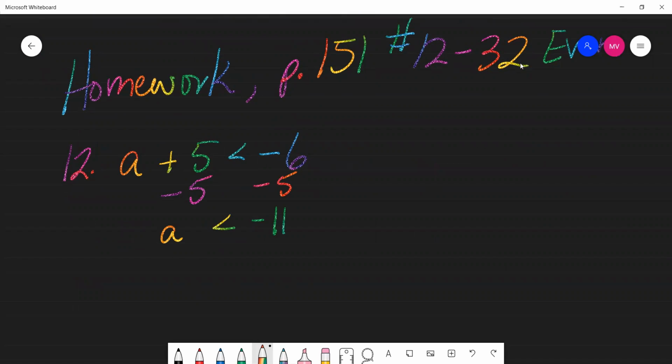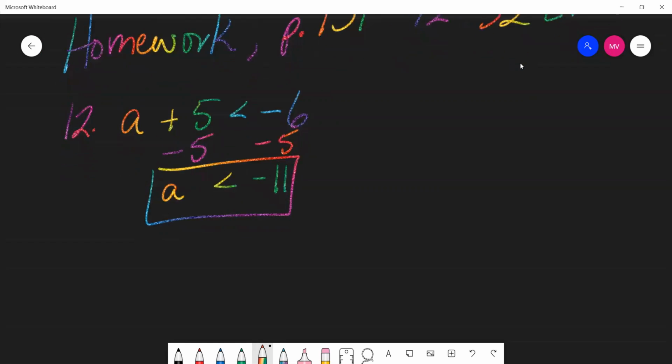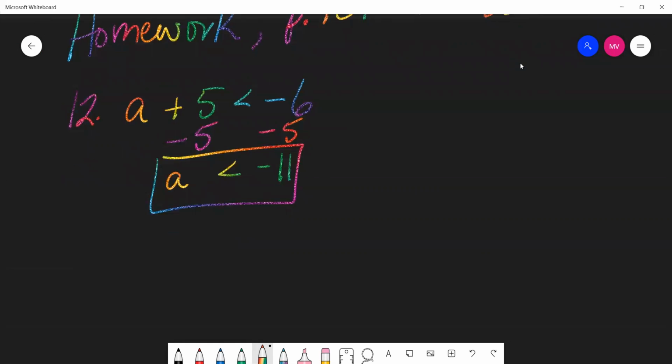Do we have to reverse? Exactly, good catch. So you don't have to reverse it because we're just subtracting. We're not multiplying or dividing by a negative. So as long as you're adding and subtracting, don't worry about it. He's like, oh, she almost got me. All right, so yeah, that's correct.